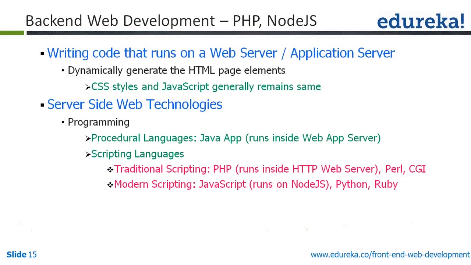and you can do programming using scripting languages. So there are again two types of languages: traditional scripting languages like PHP, Perl, and CGI, whereas there are modern scripting languages like JavaScript, which runs on Node.js, and Python. Python has a web application framework called Django, and Ruby is also another programming language. The corresponding web application framework is Ruby on Rails.